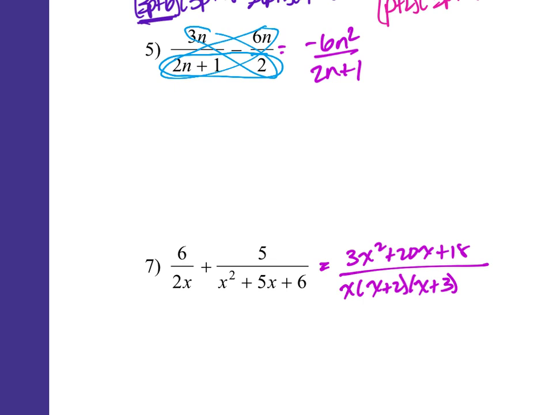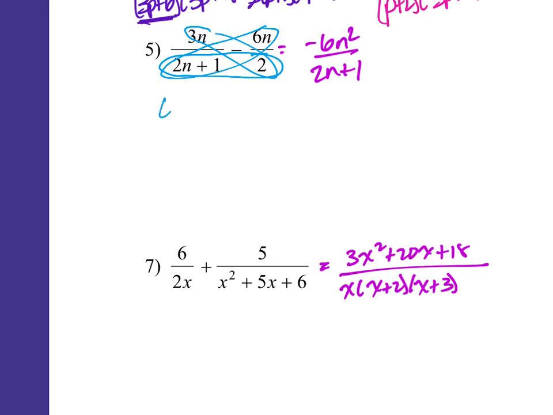Since there's a 6 and a 2, can't you divide that first? Yeah, you can divide that one first too. But then I still need a common denominator. So I'm still going to have my common denominator. I just did this one and then simplified at the end. So I'll show you how I did this one, okay?